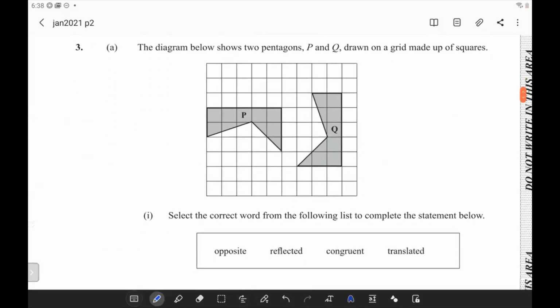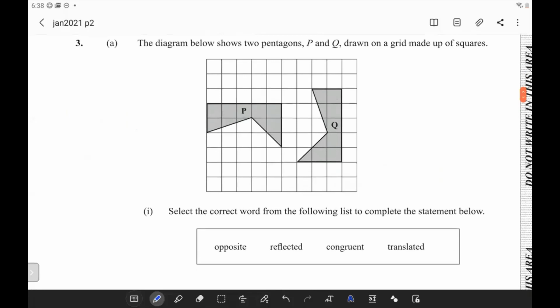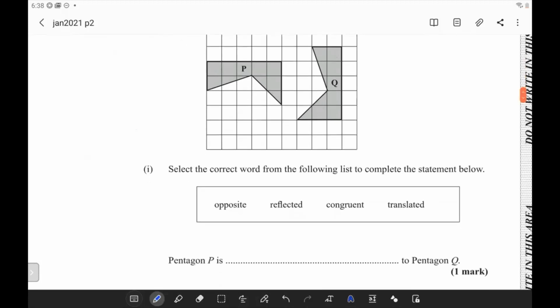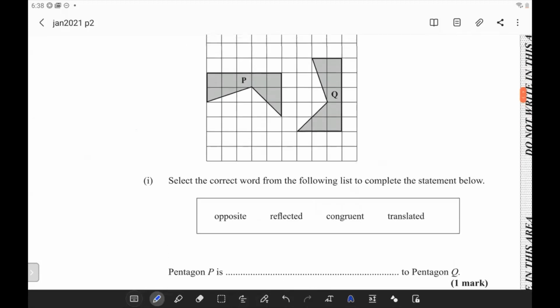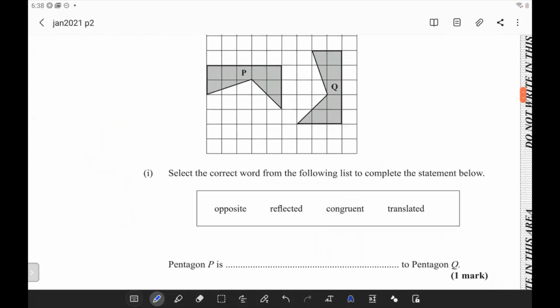Okay. Number 3 tells us about the diagram below. It shows two pentagons. Yes, these are pentagons because they are 5-sided figures. And they want us to select the correct word that completes the statement below. So look at P and Q. Notice that this side and this side is the same.